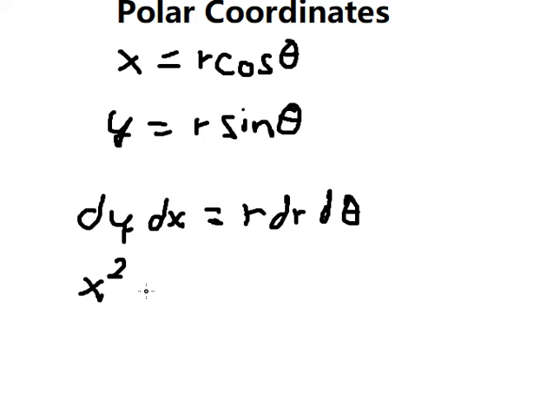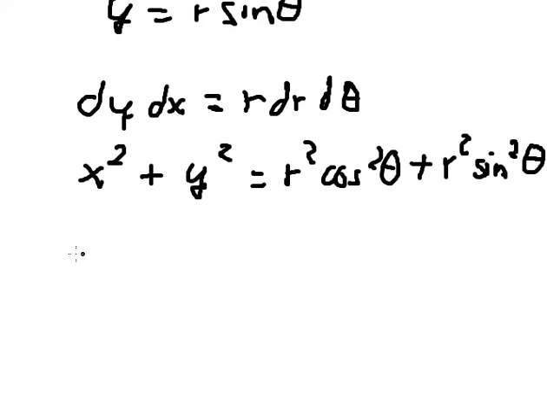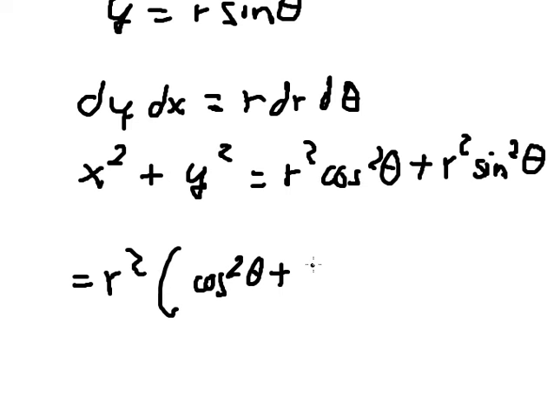Next, x squared plus y squared equals r squared cosine squared theta plus r squared sine squared theta. Now we have r squared and r squared, we can do factorization. So we have cosine squared theta plus sine squared theta. We know that this equals 1, so we get r squared.